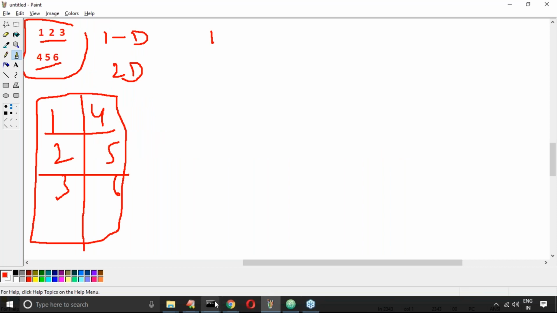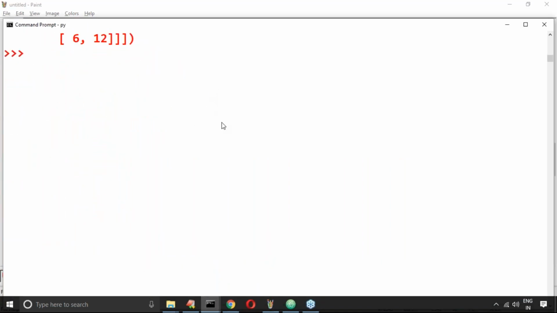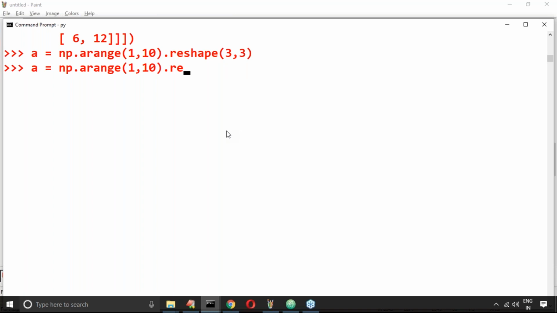Let me go for a simple example. I want to take a 3 by 3 input. A is equal to np.arange, and 3 by 3 means 9 elements are required, so arange of 1 to 10, dot reshape of 3 comma 3. Perfect. For B, 1 to 9 is already completed, so 10 to 18, which means I have to take 19, dot reshape of 3 by 3.